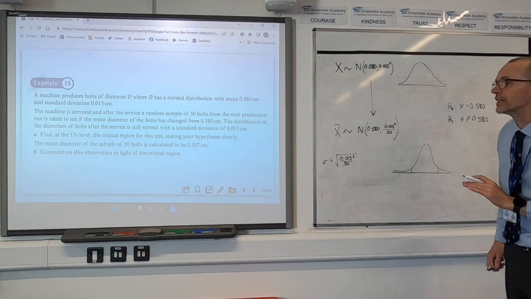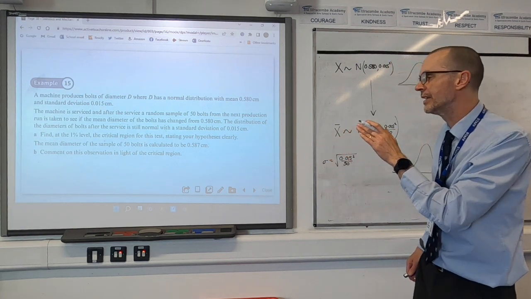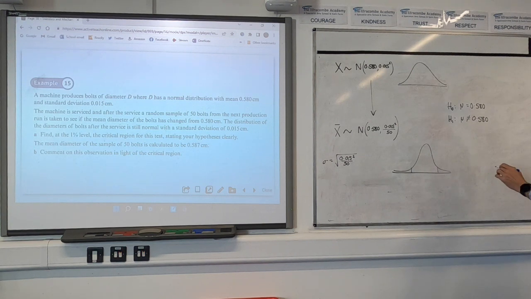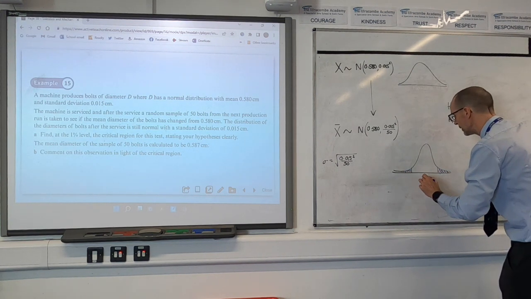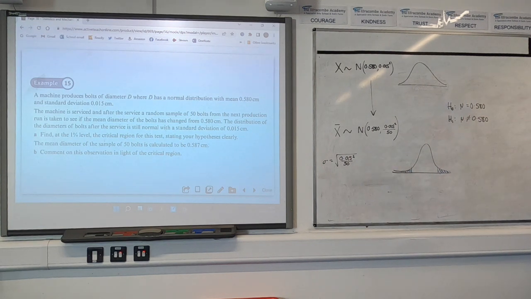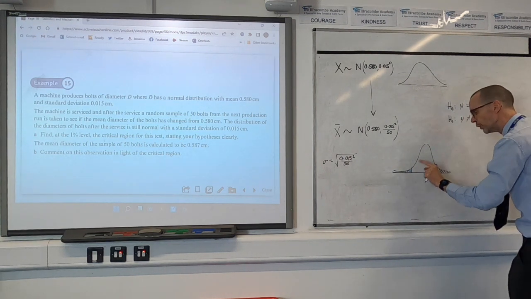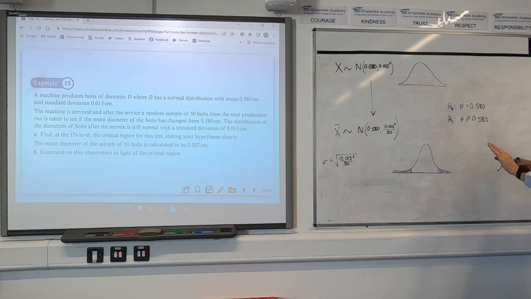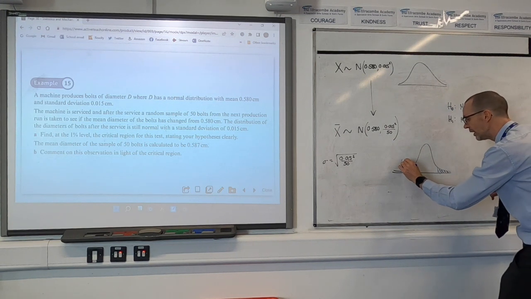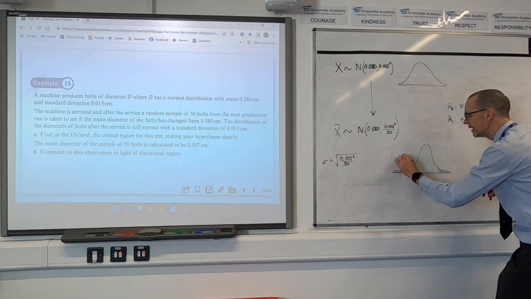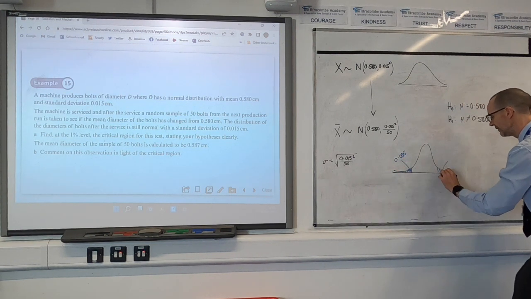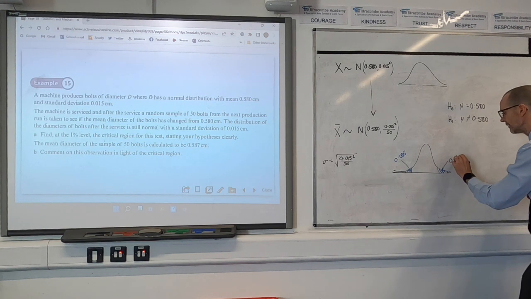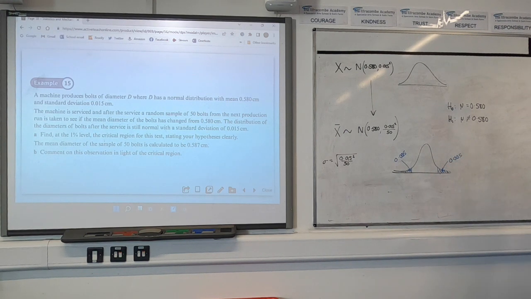And this time we're being told to use a 1% hypothesis level, which means we need to split our probability in half. So rather than saying we're looking for 0.01 here and 0.01 there, when it's a two-tailed test, we halve it. So we're actually testing for 0.005 there and 0.005 there. And this question specifically asks for the critical region.